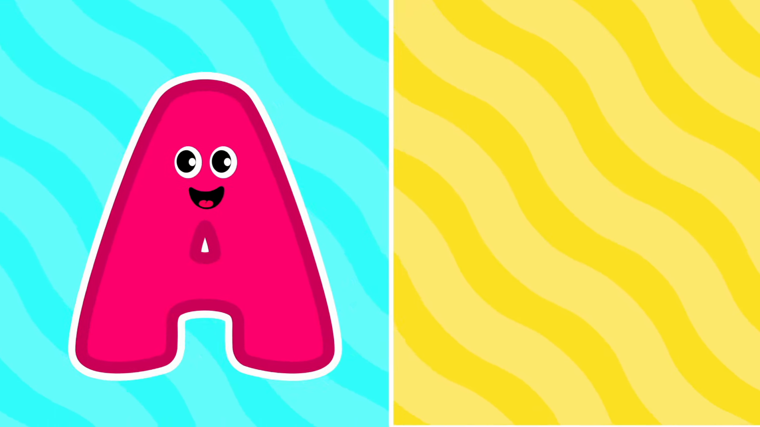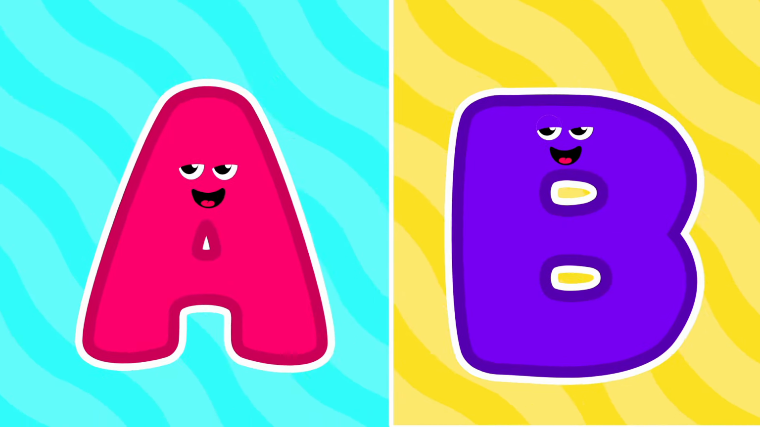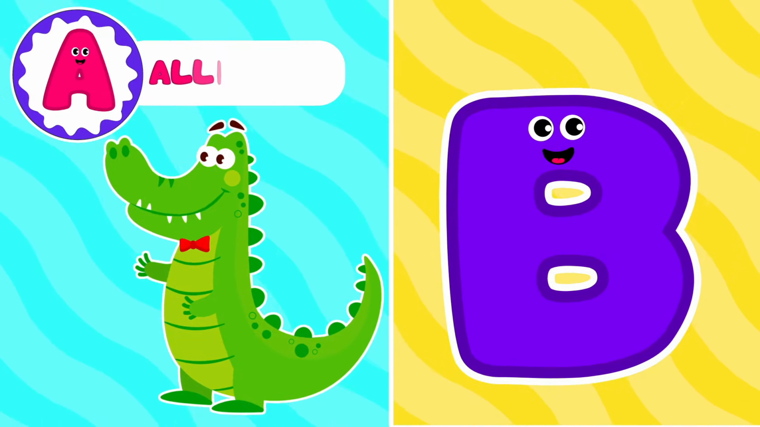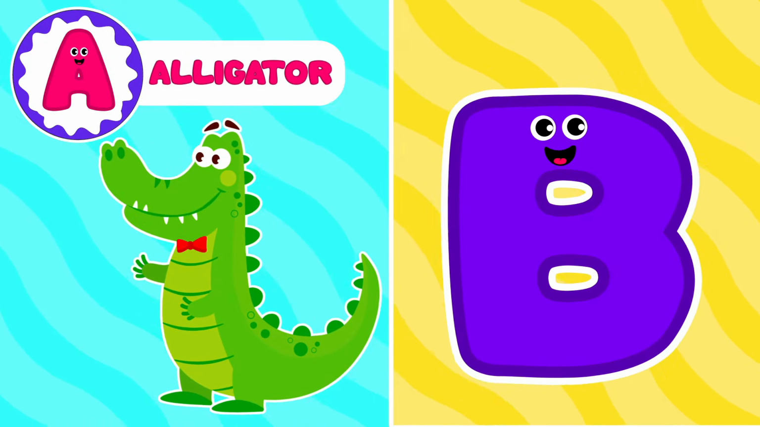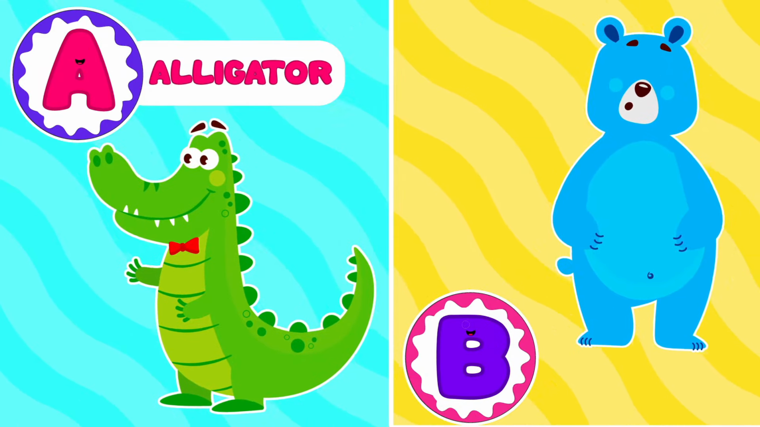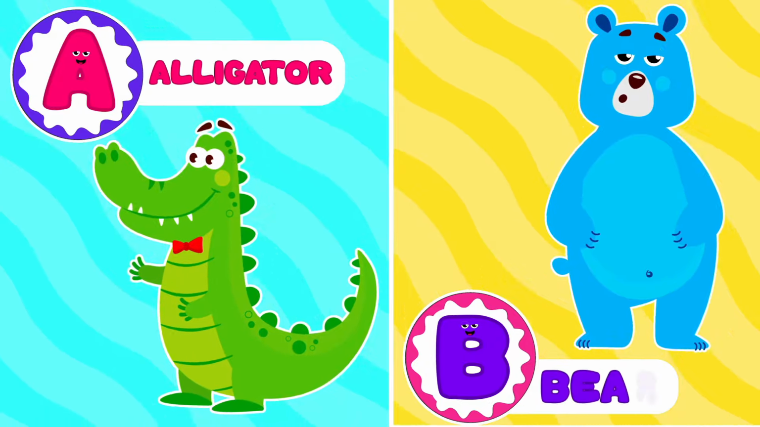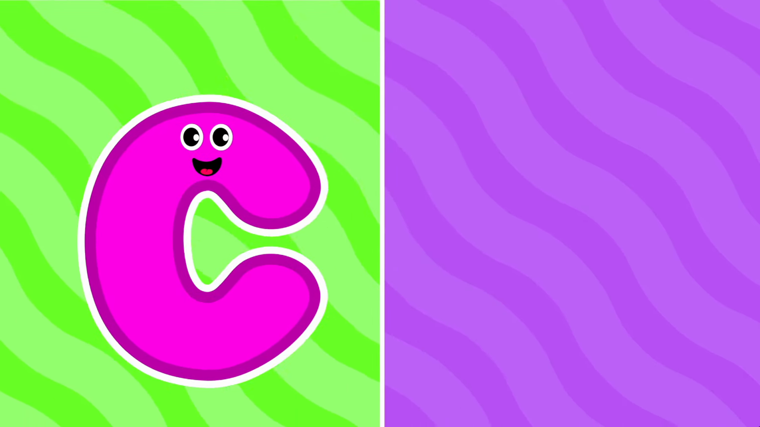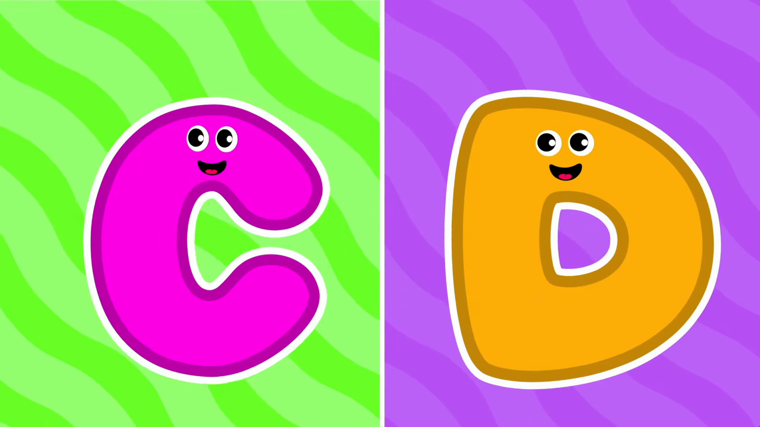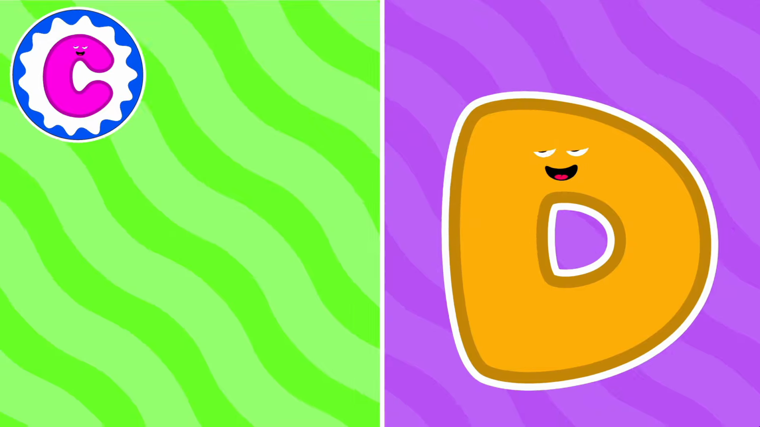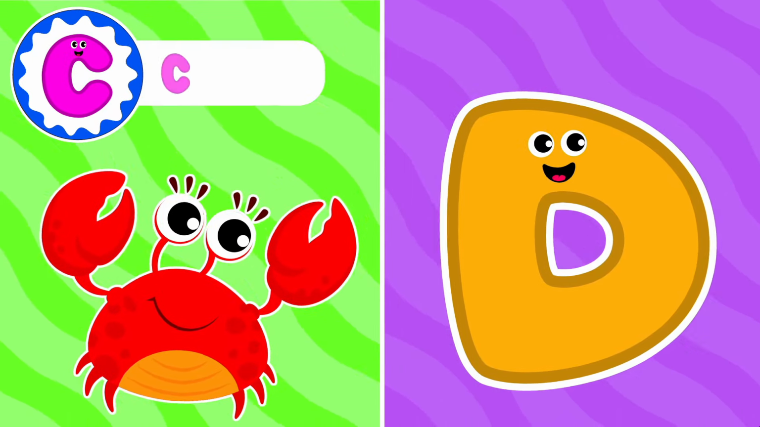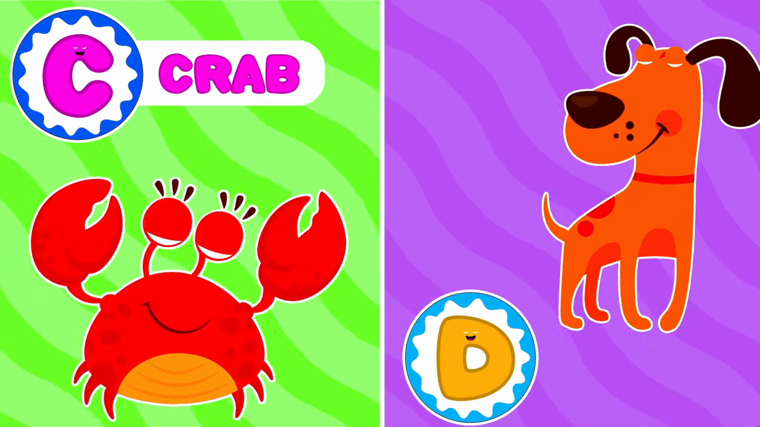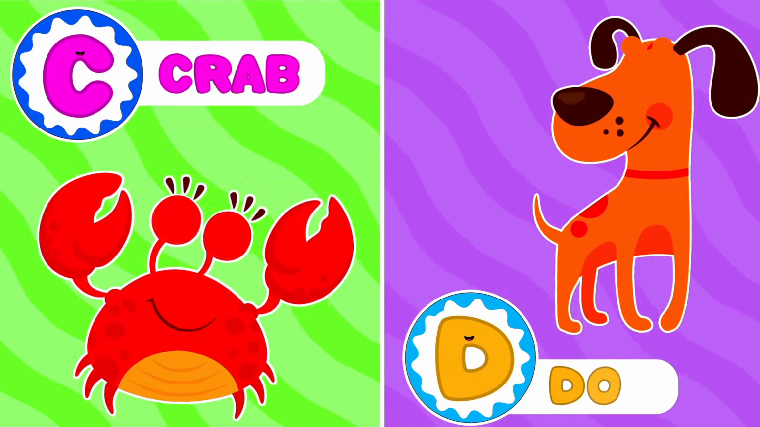A, B. A alligator. A says alligator. B bear. B says bear. C, D. C crab. C says crab. D dog. D says dog.